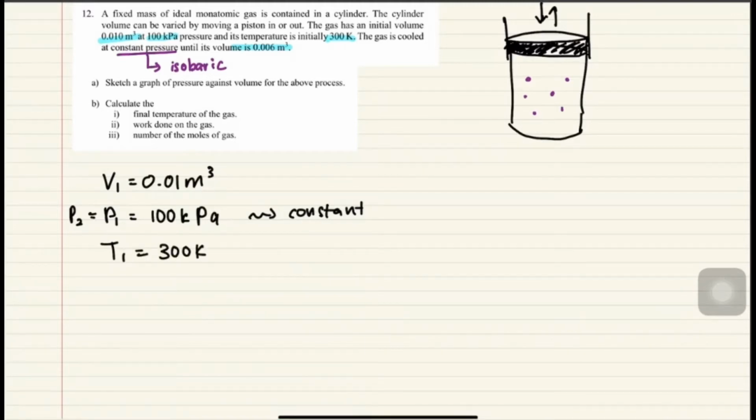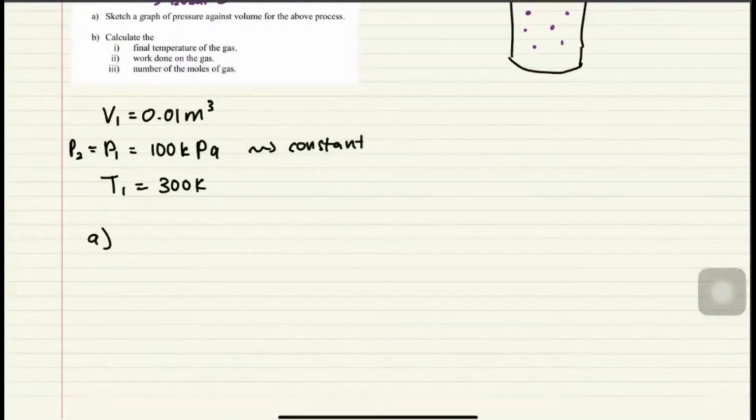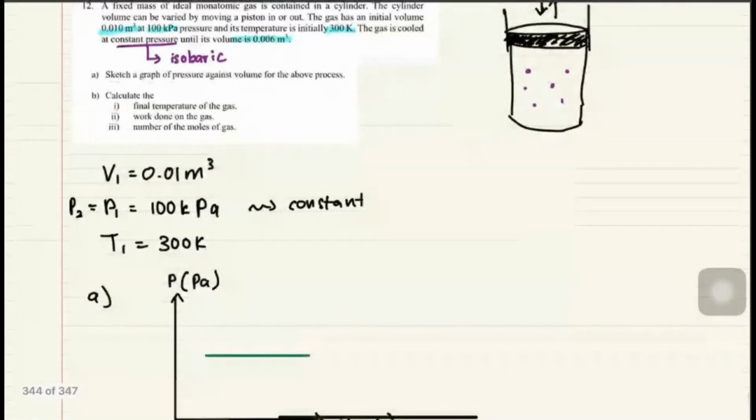Okay, question A, they say sketch a graph of pressure against volume for the above process. So a PV graph. So in A, they ask you to draw the PV graph. If the pressure is constant, then your graph will be a straight line, horizontal or vertical? Constant pressure. Horizontal. Yes, horizontal. Is it to the right or is it to the left?